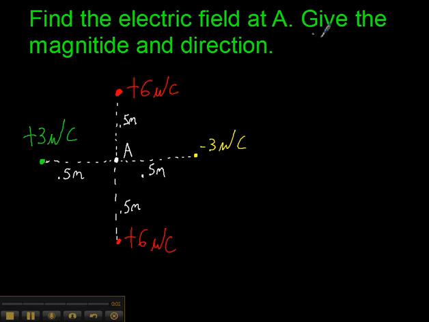Find the electric field at location A. Give the magnitude of the electric field and the direction that it's facing. All right, and we've got 4 charges here. We have some positive charges, and there's one negative charge in the mix.